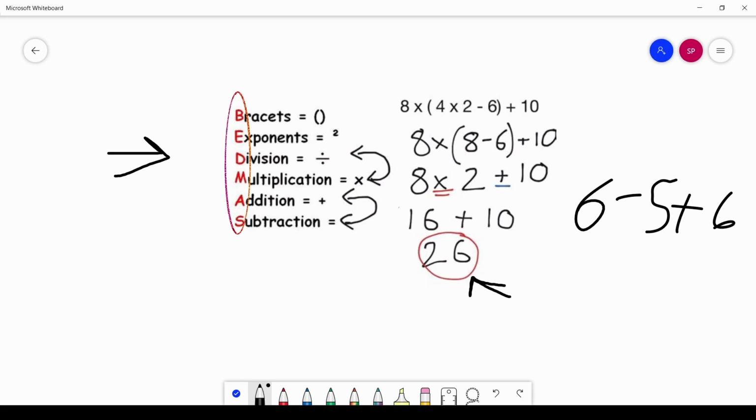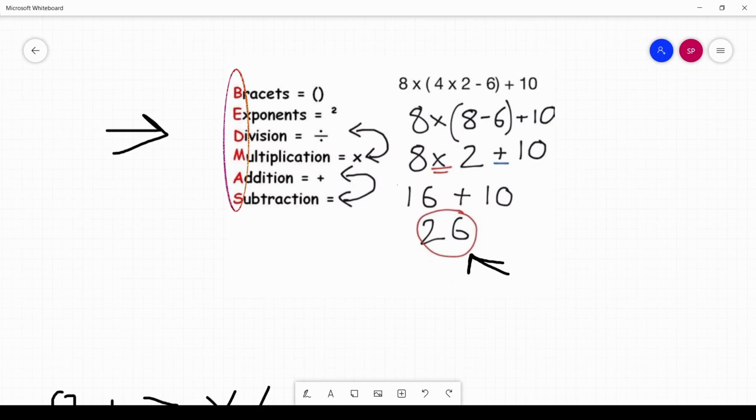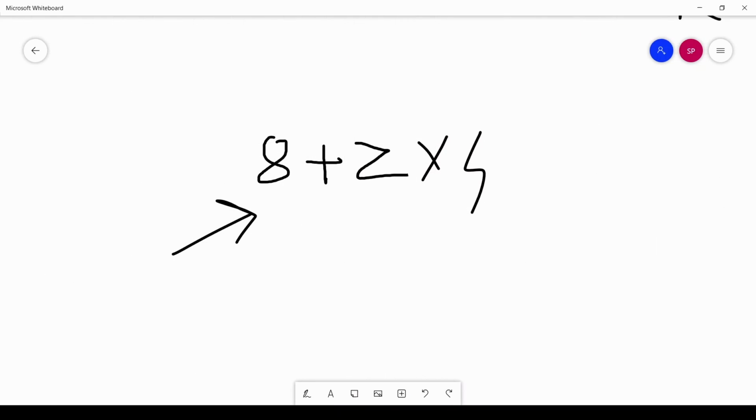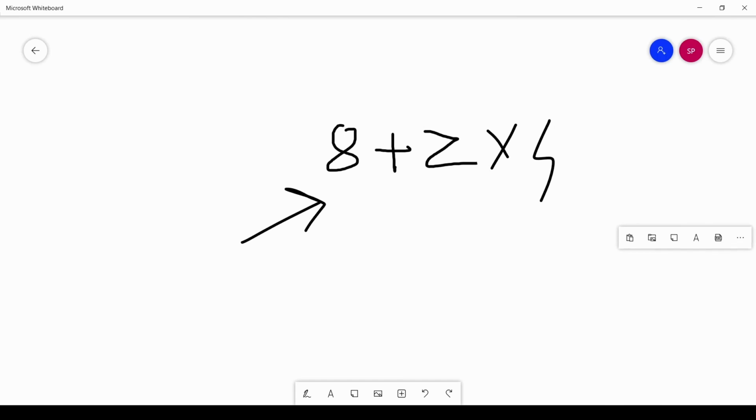Left to right, ignoring everything else. Okie dokie. Now that we know what it is, let's go to why we use it. Don't worry, we'll get to some sample questions if you still don't quite understand.